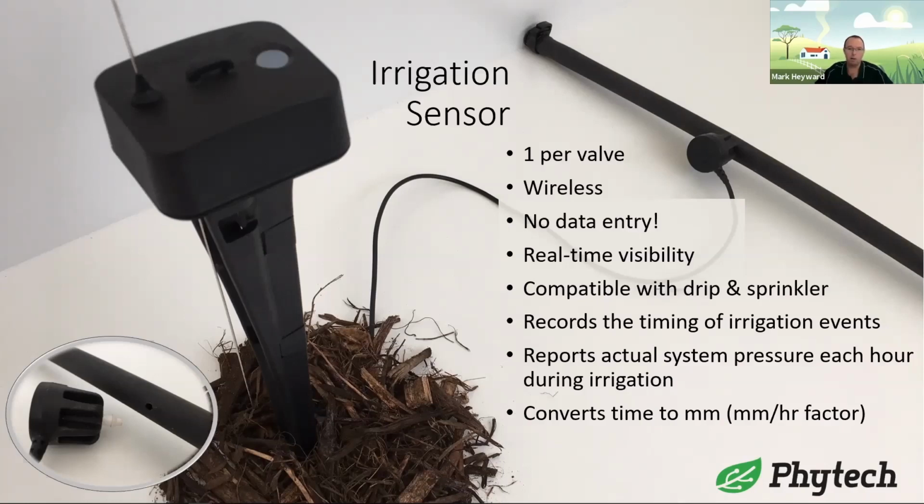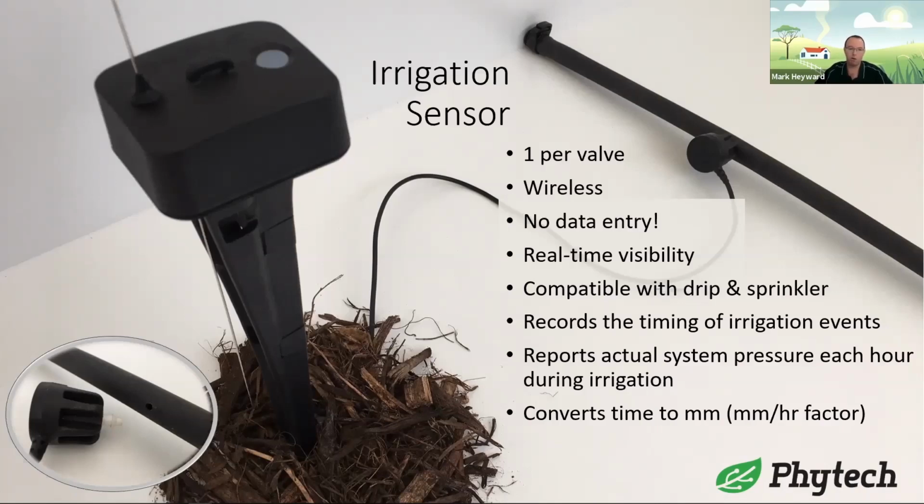We convert that to millimetres using a unique factor for your block. So looking at the emitter spacing or sprinkler spacing, the row spacing, and working out how many millimetres of water you're applying each hour. Also, this sensor once an hour records the actual pressure in the system if it's irrigating, and reports that back to our servers. So this is all happening automatically.